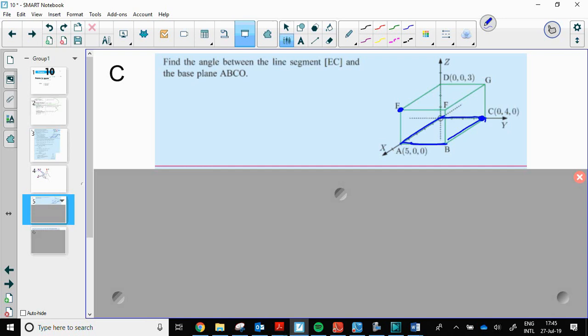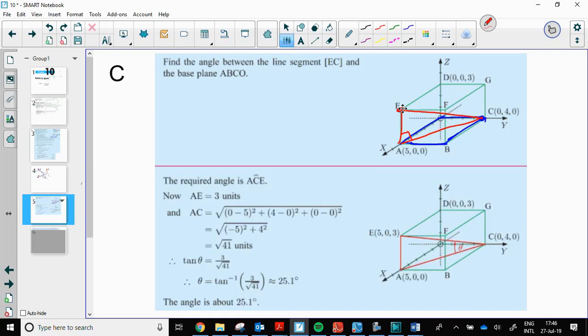So remember that in order to find the angle between this line segment and the plane, we're really talking about the angle between that line segment and its projection on the plane, which is going to be connecting A to C. So we've got a right triangle now in 3D space. There's our right angle. And we can work out what that angle is using some trigonometry.